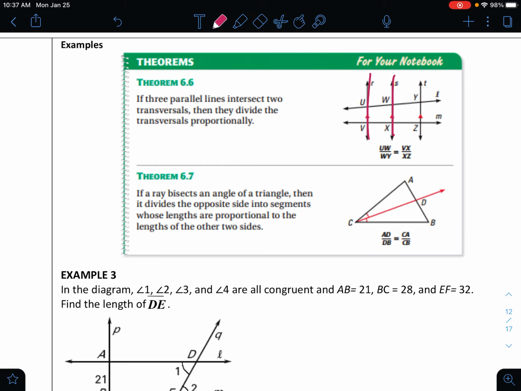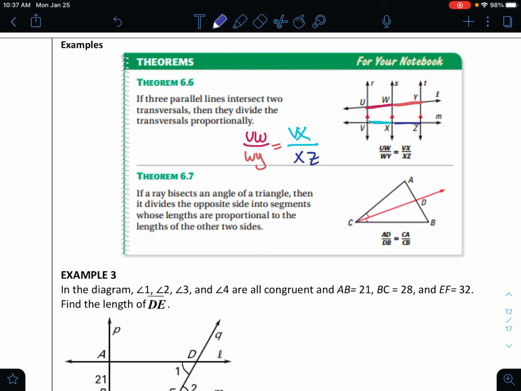Okay, so what this is saying here is, I have, of course, my parallel lines that are marked, and then I've got my transversal. So what it's saying is, this segment here, UW, and I'm going to maybe rewrite this color-coded. It's saying that UW in a ratio with the other side, WY, is equal to the same thing on the other side, VX over XZ. Okay, so basically it breaks those four segments proportionally.